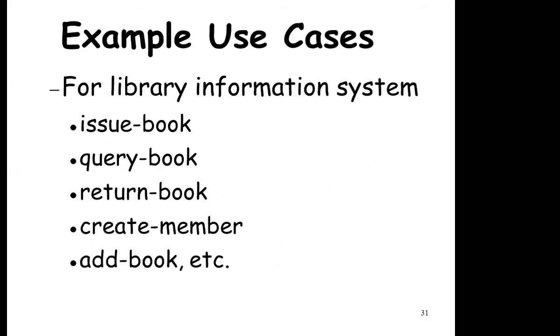Examples of use cases: there is one system, the library information system. There are different types of users using this system. Some are issuing the book, another is querying the book, some have come to return a book, then create member, add a book, etc. Now adding a new book is done by the librarian. It has to be done by the librarian. Next.